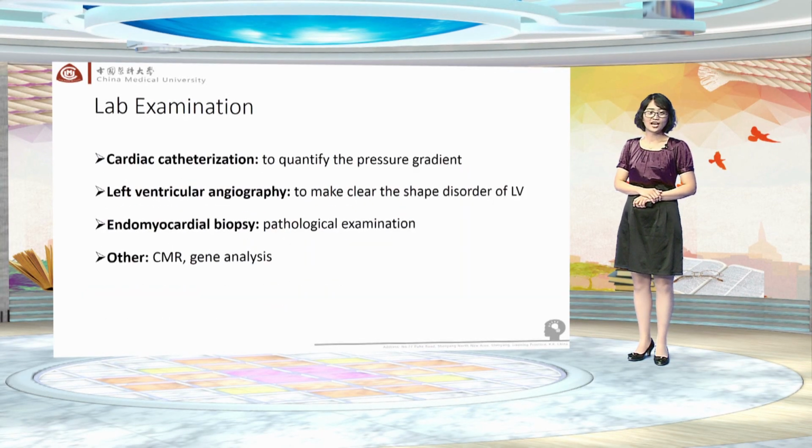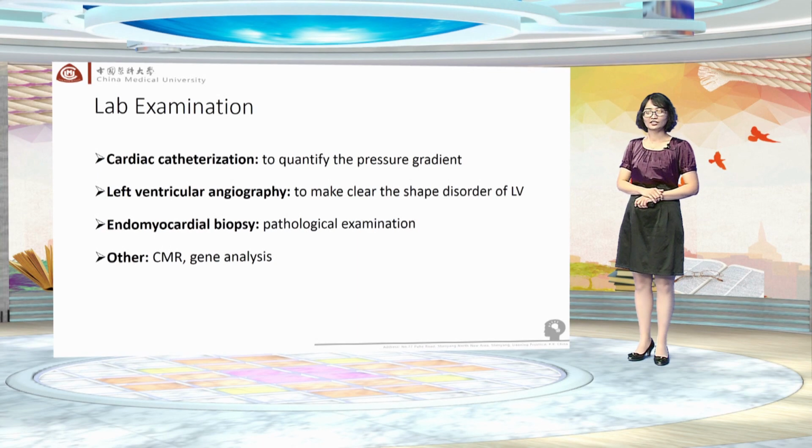Cardiac catheterization and left ventricular angiography sometimes are used to quantify the pressure gradient of the left ventricular outflow tract and to make clear the shape disorder of the left ventricle. Endomyocardial biopsy may be helpful if pathological examination supports the characteristics of HCM. However, these examinations are all invasive. Recently, they are not commonly used as some advanced measures come out.